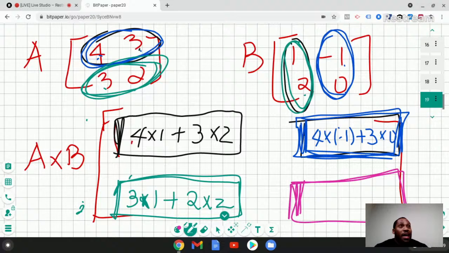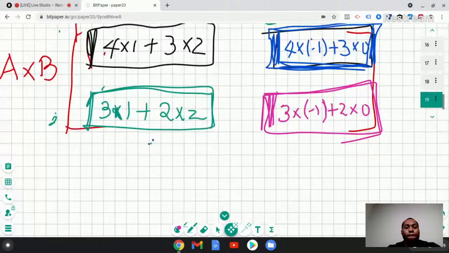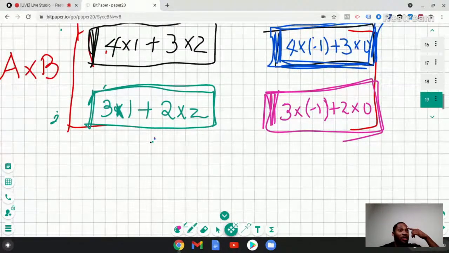So the last entry of this matrix is second row, second column. So I'm going to take the second row of the first matrix, multiply by the second column of the second matrix. This is the second row, and this is the second column. So I'm focusing on the ones in pink, 3 times -1. If you do it this way, it should be easy. 2 times 0. Okay. Let me scroll up. All right. So all we need is this to solve for it.